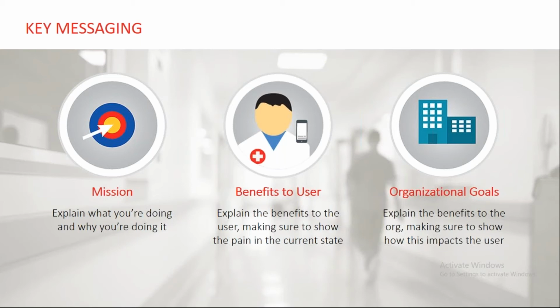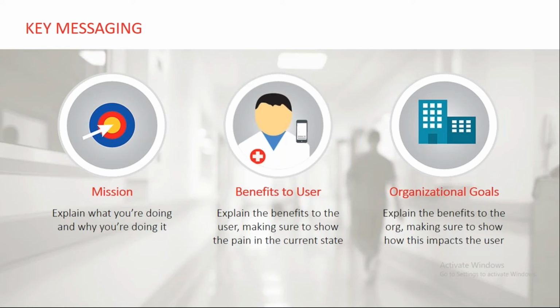Make sure that you're illustrating their current pain point and that you're illustrating how you can resolve it. And then your organizational goals, explain the benefits to the organization. Make sure you show how it impacts the user, right? How are the org changes actually going to relate specifically to that user?